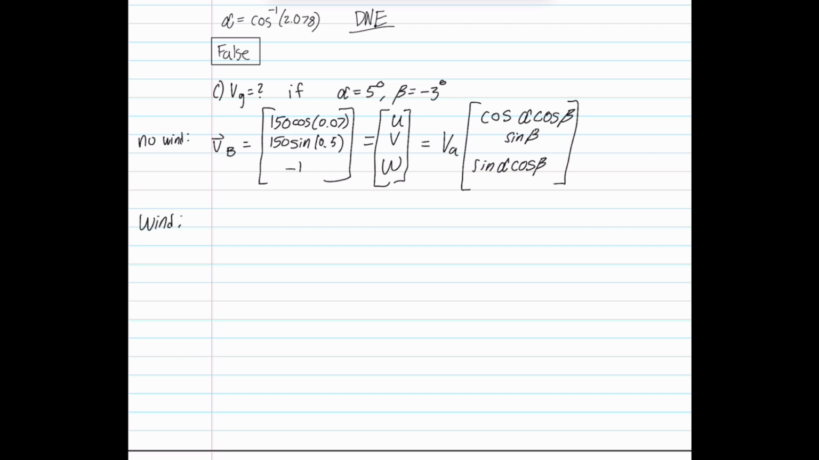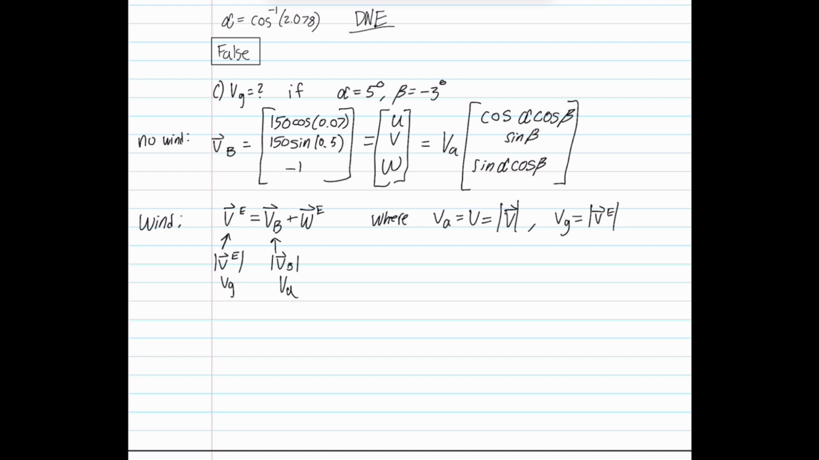That relates the angles, so we can use what they gave us. Now, when there is speed, we have to use this expression. The airspeed is equal to the magnitude of the velocity, and the ground speed is equal to the magnitude of the inertial velocity. So that is the ground speed, the magnitude of that, and the magnitude of this is the airspeed.